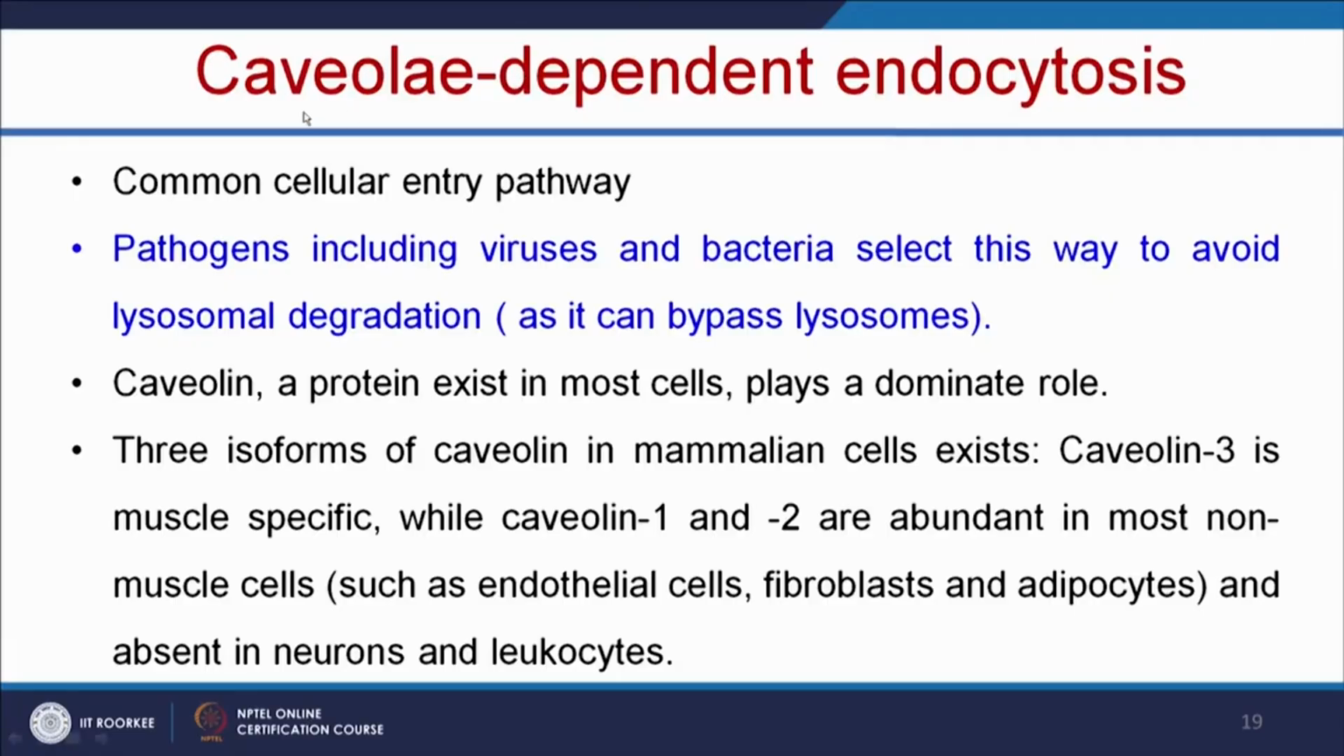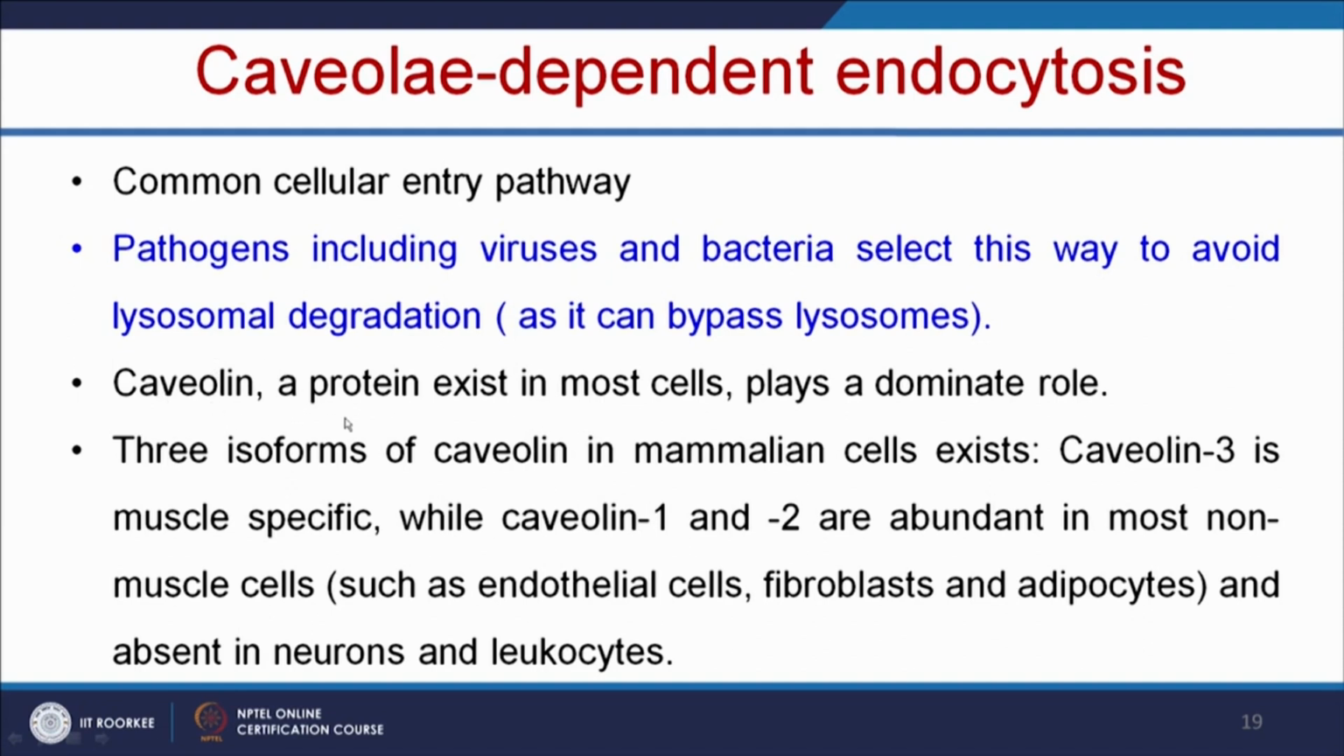Next one is caveolae dependent endocytosis. This is a common cellular entry pathway. Most pathogens, including viruses and bacteria, select this way to avoid lysosomal degradation, as it can bypass the lysosomes. When you make nanoparticles, if they follow this caveolae dependent endocytosis pathway, that is better because they escape lysosomal degradation. So, it can release the therapeutic molecule into the cytoplasm or the nucleus.